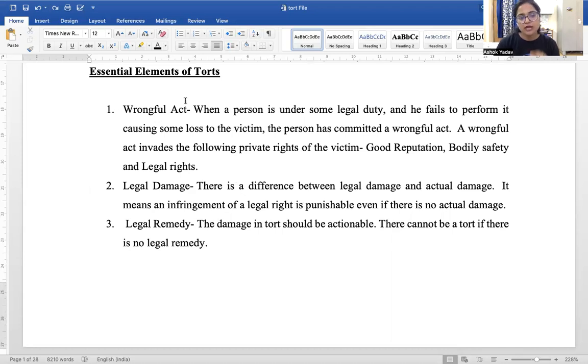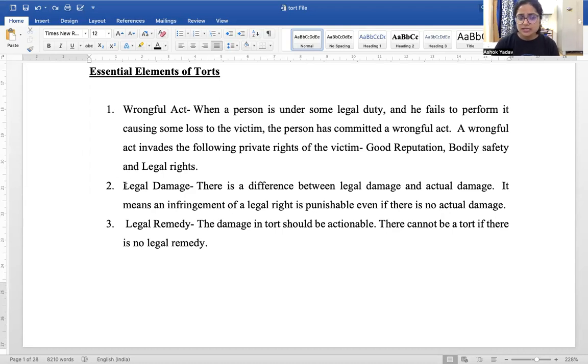So what is a wrongful act? When a person is under some legal duty and he fails to perform it, causing some loss to the victim, the person has committed a wrongful act, right? A wrongful act invades private rights of the victim, like good reputation, bodily safety, legal rights, etc.